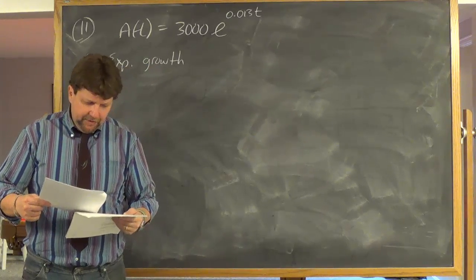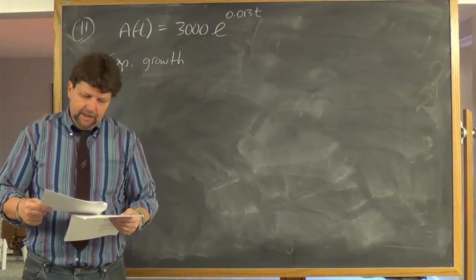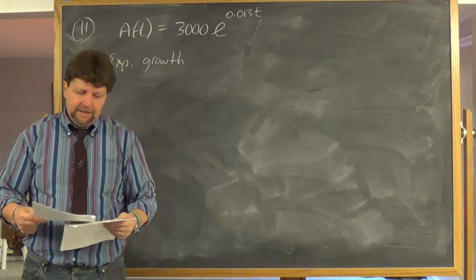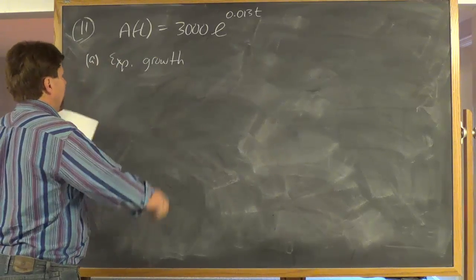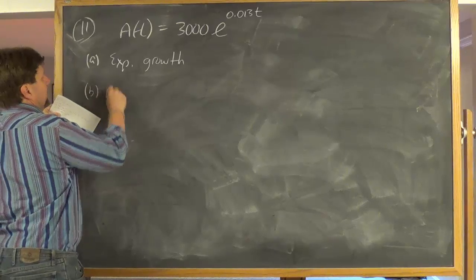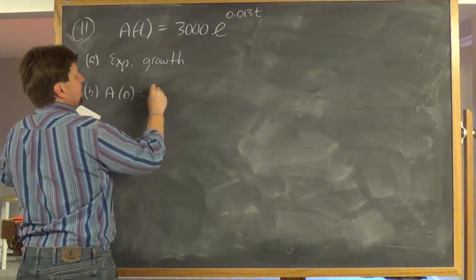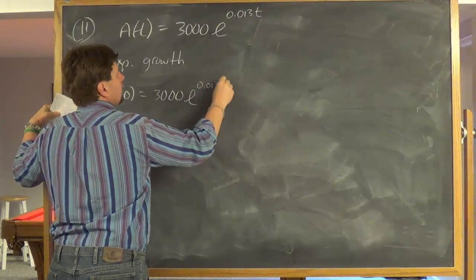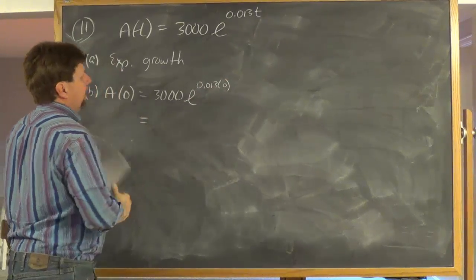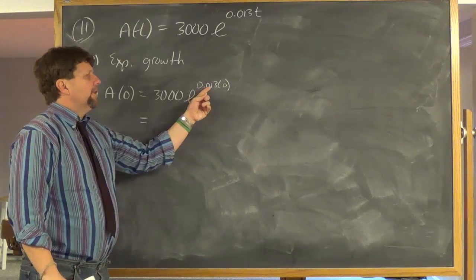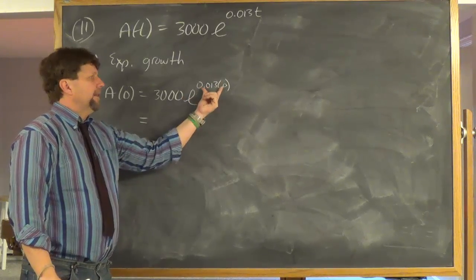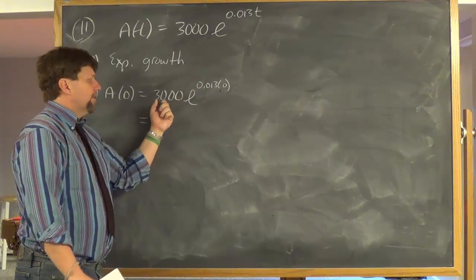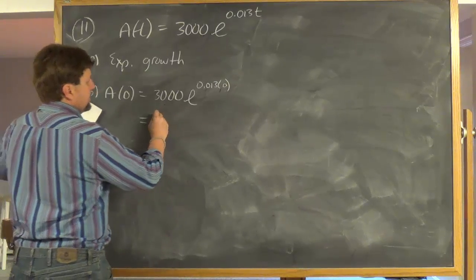Part B, you're supposed to evaluate A of 0 and then comment on what that quantity A of 0 represents in this situation. Well, if you evaluate A of 0, so you put 0 in for the t's, well, 0.013 times 0, if you multiply this together, you get 0. e to the 0 is 1. 3,000 times 1 is 3,000.